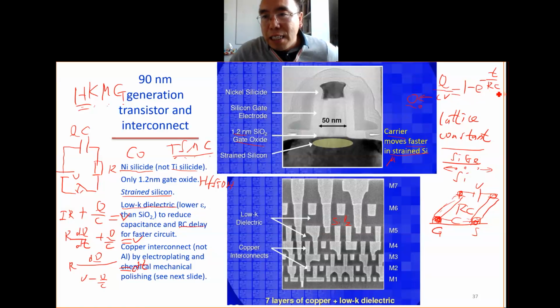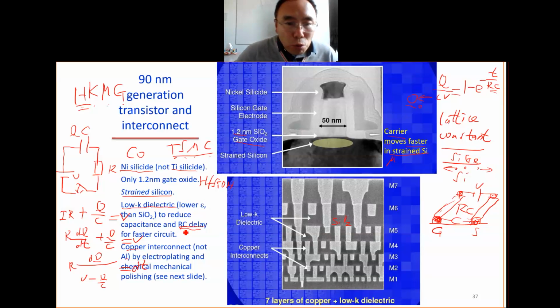So you can see the RC. RC is the time constant, which is why it's called RC delay. It's the time constant for the charging. To reduce the RC delay, first we reduce the resistance. This can be done by using a more conducting metal, for example copper. The conductivity of copper is higher than aluminum.